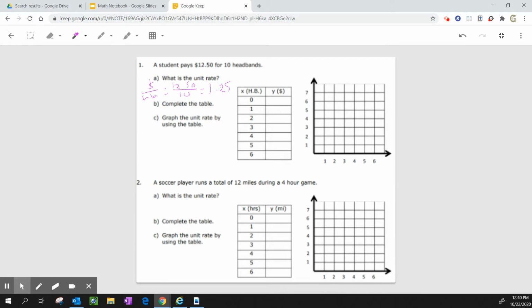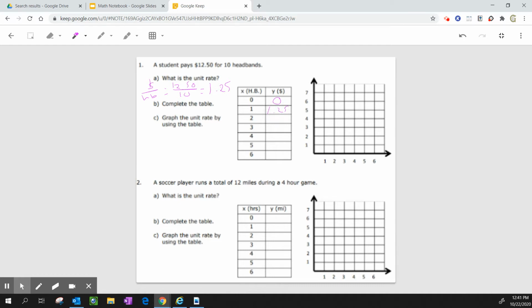So the next thing says to fill in the table. So we know if you buy 0 headbands, how much are we going to have to pay? Well, $0 because you didn't get anything. If you buy one headband, well, we just figured that out. That was the unit rate or our constant of proportionality rate. So that was 1.25.